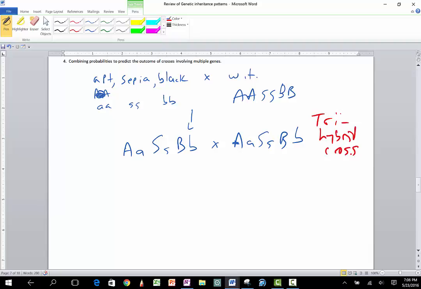So if we did this, we can calculate all different things that we would get out of it, and we'd get several different possible phenotypes. I don't know that I want to give you all of them, so let's just do a couple of examples. Let's say how many would be Apterus, sepia, and black. That'll be one example. Apterus and black, and then let's say black and sepia.